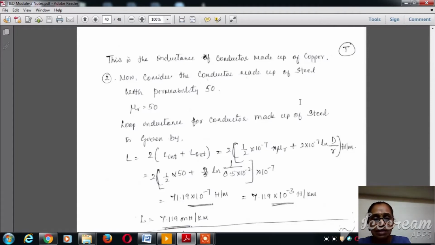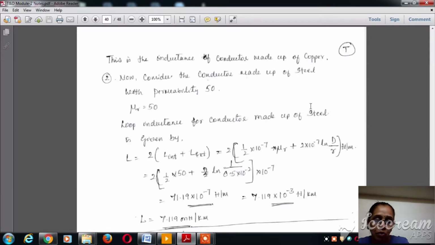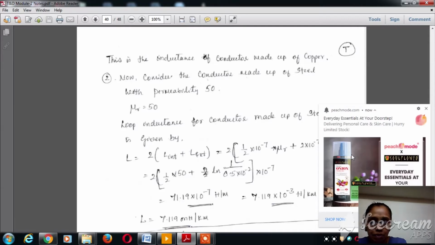Now we can consider the other conductor, which is made up of steel of relative permeability 50. Prove the formula used. Now if they say that there is a different material which has relative permeability of 50, then we understand that mu is equal to mu naught into mu r. Now we can calculate the loop inductance per conductor made up of steel, which is nothing but L is equal to 2 into L internal plus L external. L internal is nothing but 1 by 2 into 10 to the power minus 7 into mu r, plus 2 into 10 to the power minus 7. L external is nothing but 2 into 10 to the power minus 7 into ln D divided by R Henry per meter.